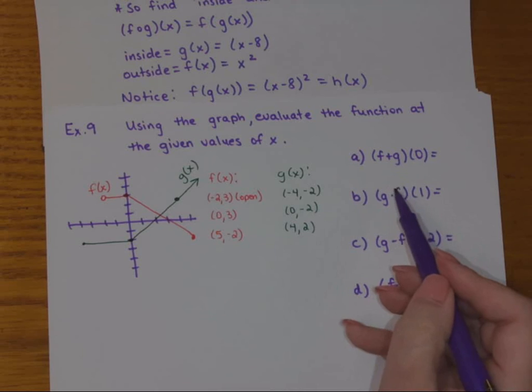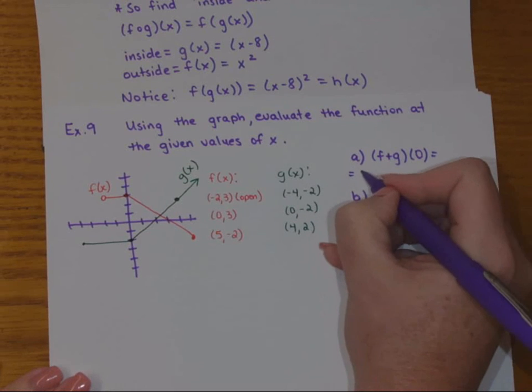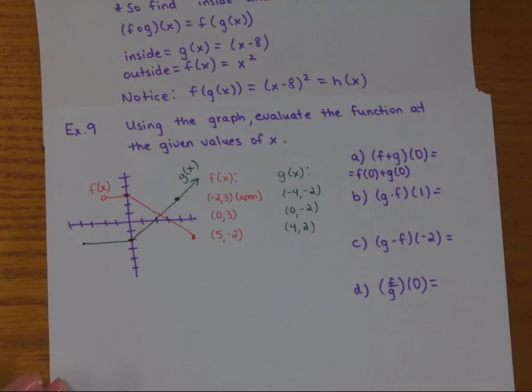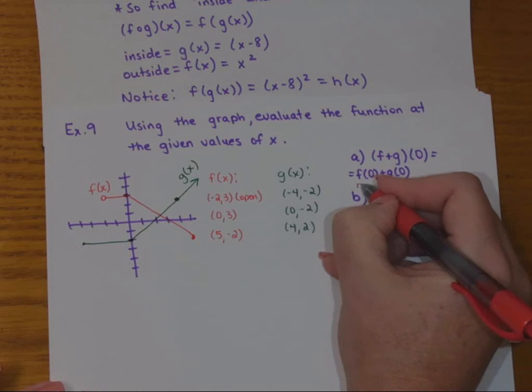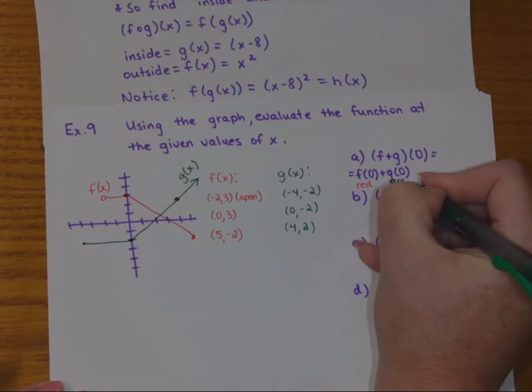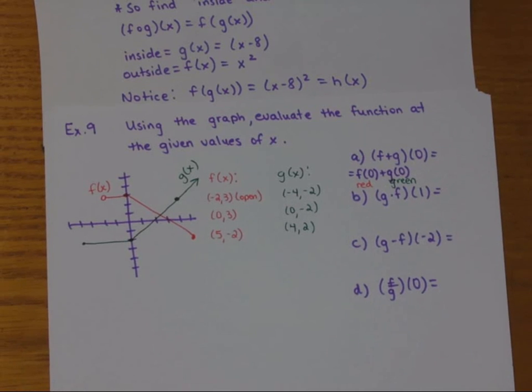Okay, so this is just asking you for f of 0 plus g of 0, which we don't have an equation to use, right? So what we have to do is use the graph instead. Remember, this is the red, right? And this is the green. Okay, so remember, f or g of 0 just means find the y value when x is 0.